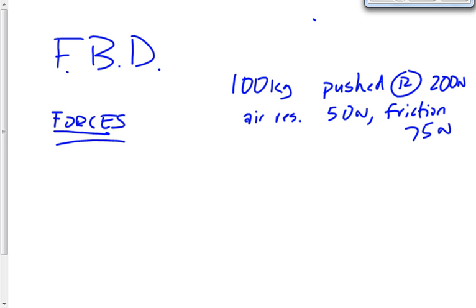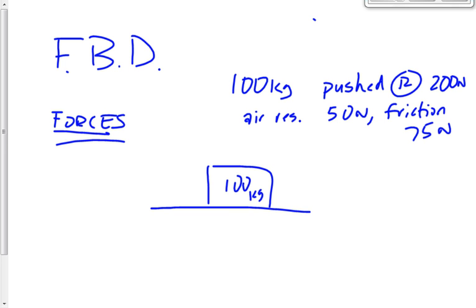Okay, let's draw it here now. We have, what do we got here? We got a 100 kilogram object. We're going to label that 100 kilograms, although if you left that off, that's okay, because that's not really part of our free body diagram. Just useful sometimes to have the mass written down, right? It's useful to have all our givens written down. And if we can do it as part of our free body diagram, then why not?